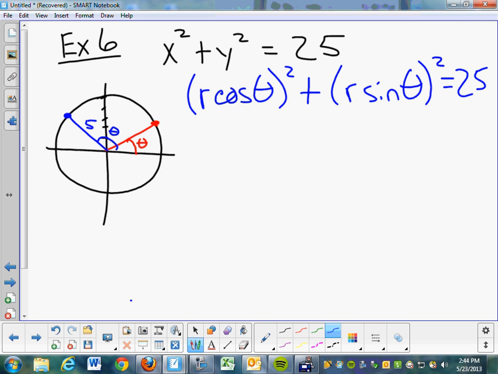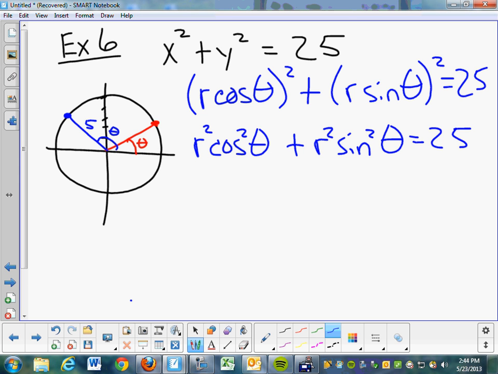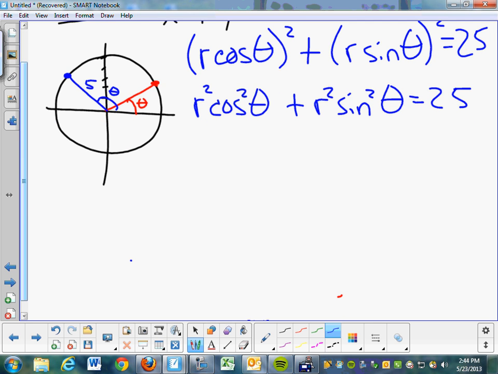Here's a little trick. I'm going to square everything. So we get an r squared cosine squared of theta plus r squared sine squared of theta equals 25. Somebody saw it first hour. We'll see, or second hour. We'll see if you guys see it. You see what I can do?